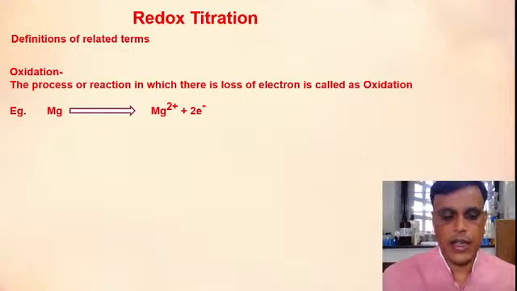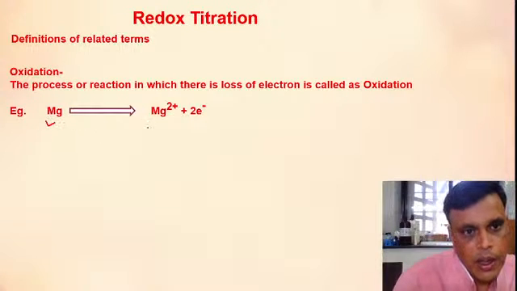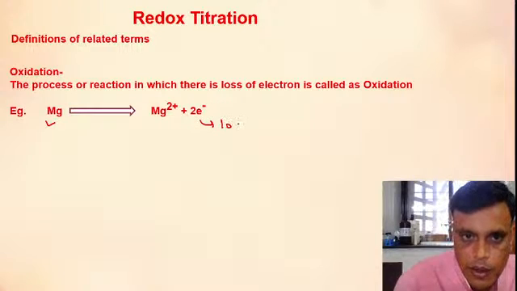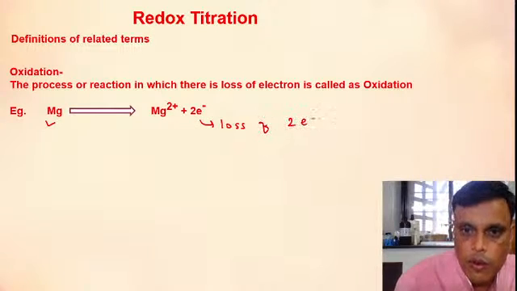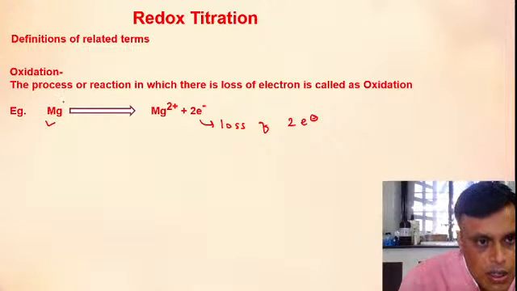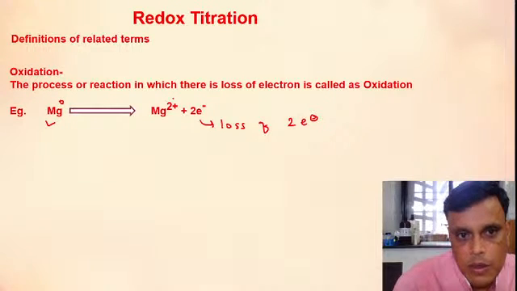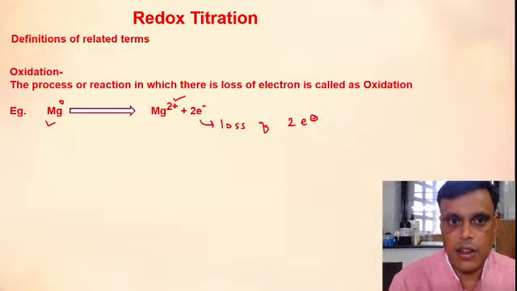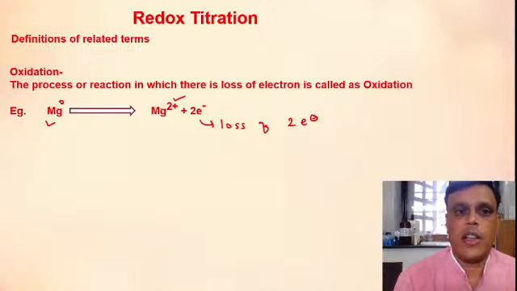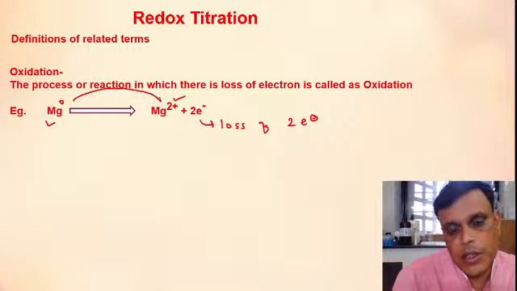For example, let us see this example. This is magnesium, Mg. It gives 2 electrons, so here there is a loss of 2 electrons. So it is an oxidation process. Also, the oxidation state or charge on magnesium is 0, and here the charge on magnesium is +2. So an increase in oxidation state, or increase in positive charge on the metal, is called oxidation. This is another way by which we can define oxidation.